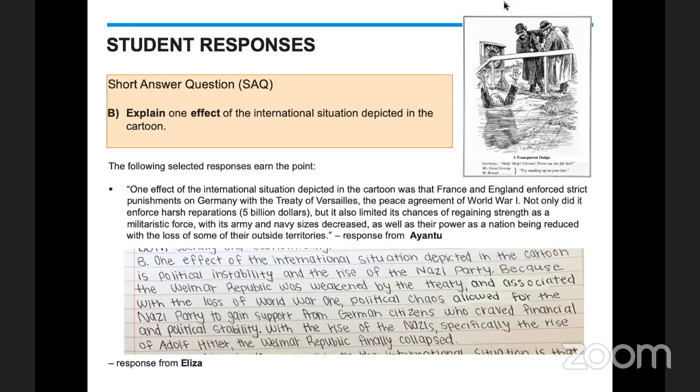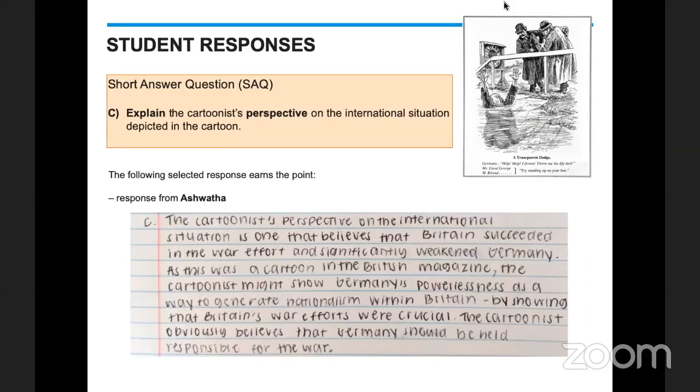Really great response. You can see the explanation of the effect because we've got the word because in there. It really prompted Eliza to explain it thoroughly. So great job. That one's going to earn the point. And then the C prompt. Explain the cartoonist's perspective on the international situation depicted in the cartoon.